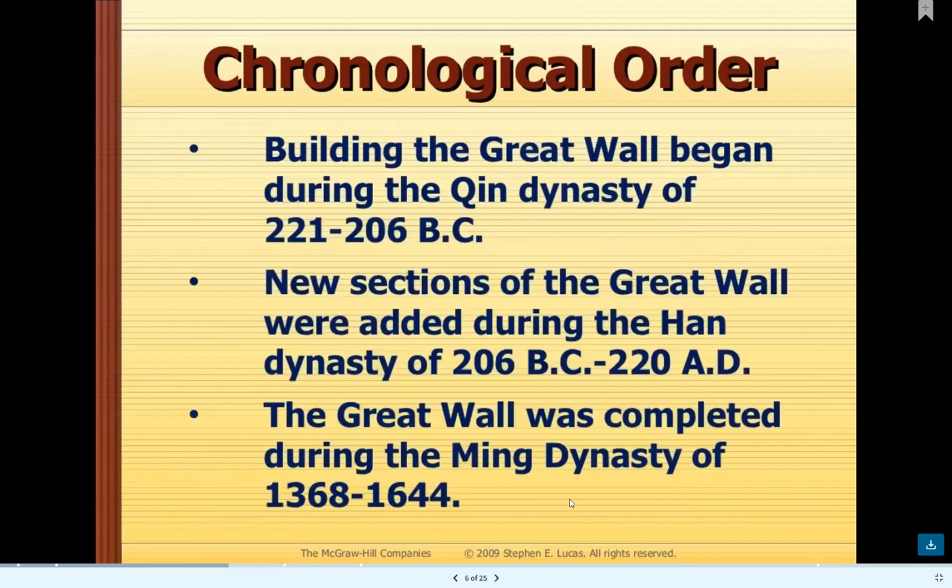Let's have an example. This is the example of chronological order. They say building the Great Wall of China began during the Qin dynasty of 221 till 206 BC. And then they say new sections of the Great Wall were added during the Han dynasty of 206 BC to 220 AD. And then the third time period, the Great Wall was completed during the Ming dynasty of 1368 till 1644. So this is what we call chronological order, in which we explain our points through the time that things happen, from the origin of the things, period by period.